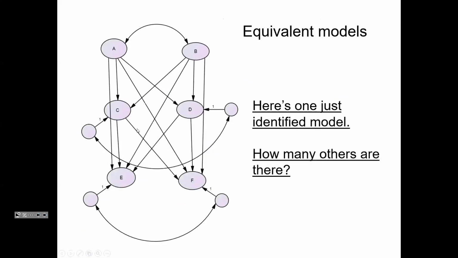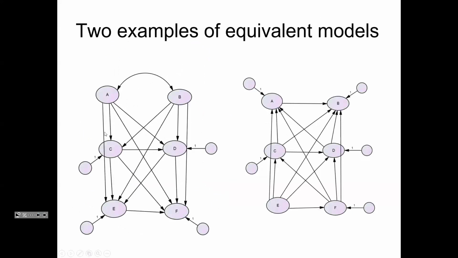So look here, this first one is saying A and B predict C and D, which predict E and F. The second one is A and B predict C, which predicts D. Here I've got E predicting F. Over here I've got E and F predicting C and D. And again, it's not even just a simple reversal, but these are just two examples of equivalent models for that model.